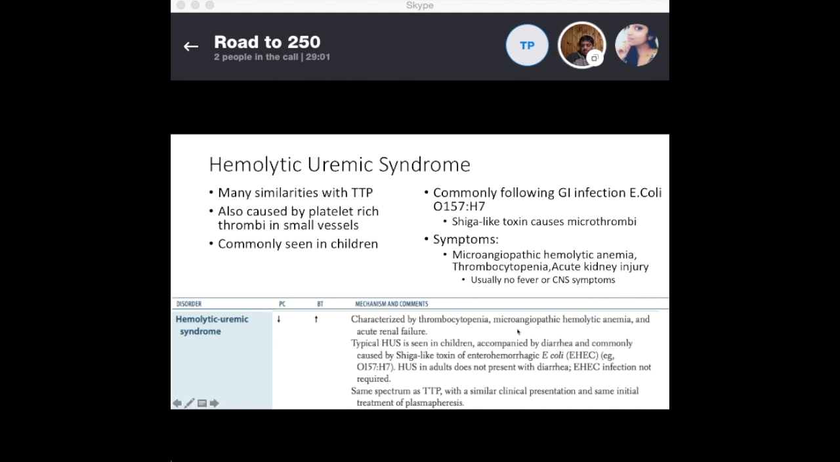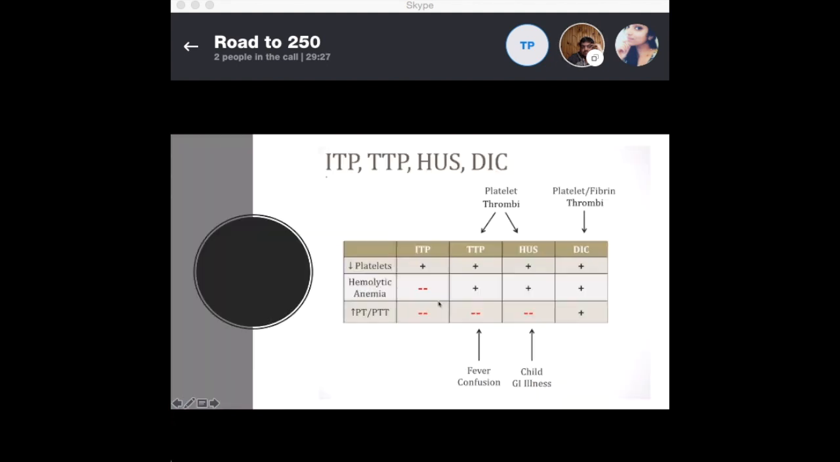So, again, pretty much what I've covered, and HUS is seen in children. It's accompanied by diarrhea and the Shiga-like toxin. However, in adults, it's not present with diarrhea, and the EHEC infection is not required. And you're going to do initial treatments and treat with plasmapheresis.